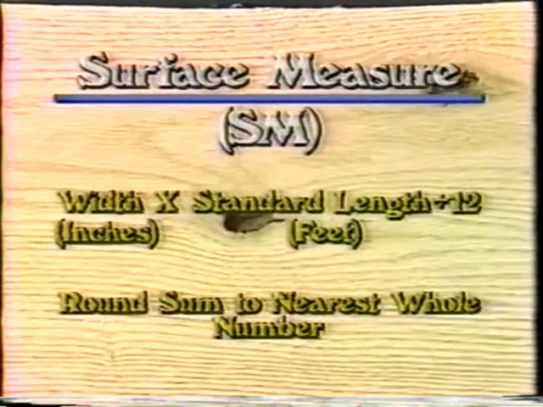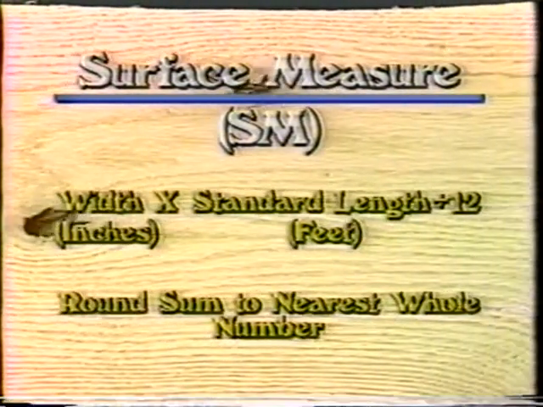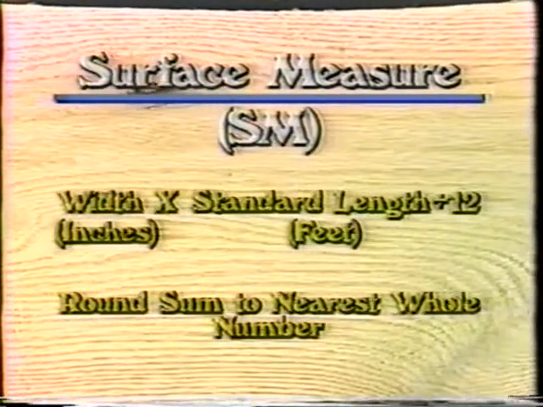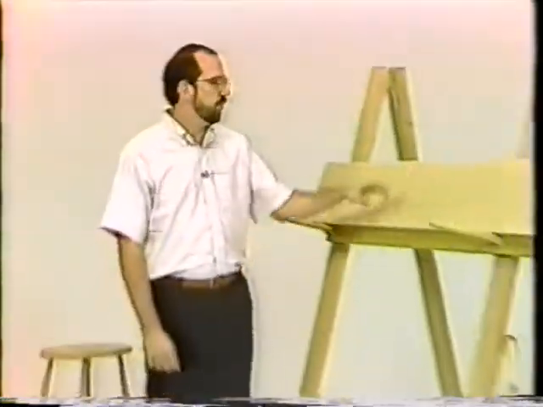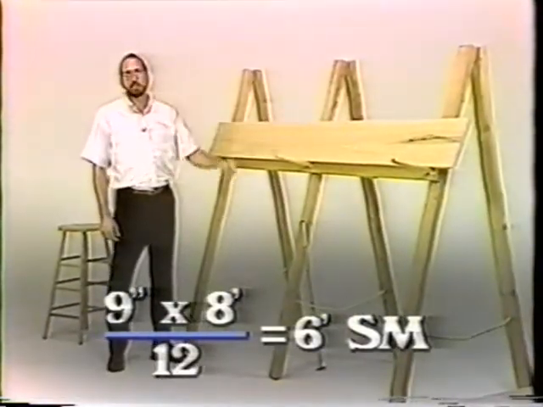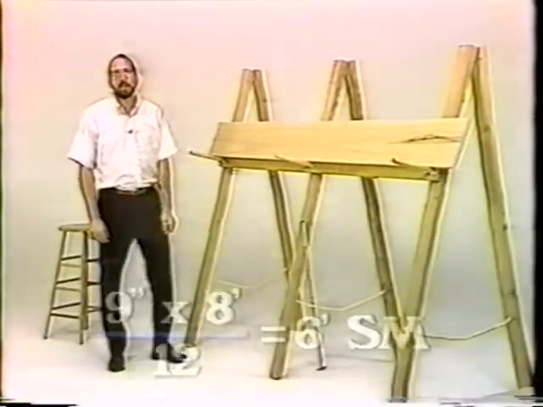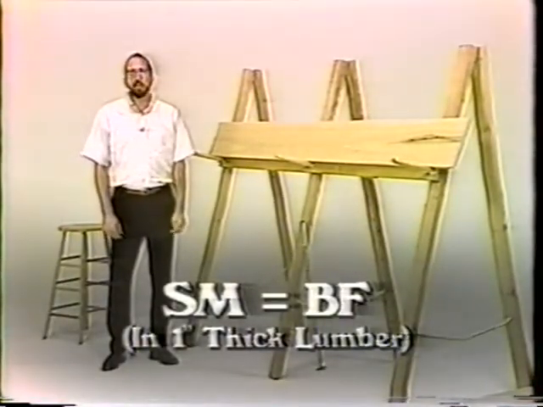The surface measure is calculated by multiplying the full width of the board by the standard length and dividing this sum by 12, rounding to the nearest whole number. For example, a board that is 9 inches wide by 8 foot long would have a 6 foot surface measure. The surface measure is equal to board foot measure in 1 inch thick lumber.